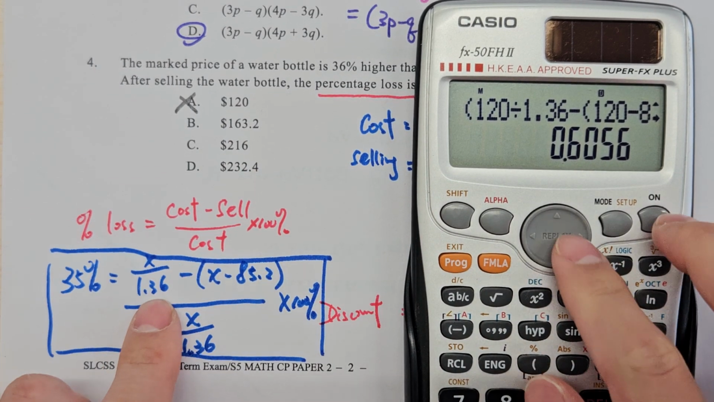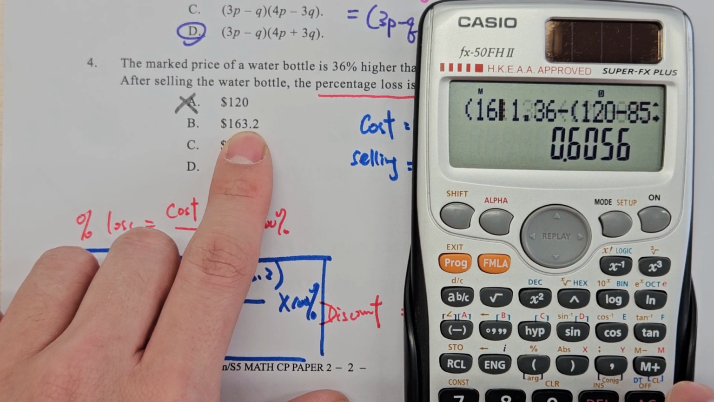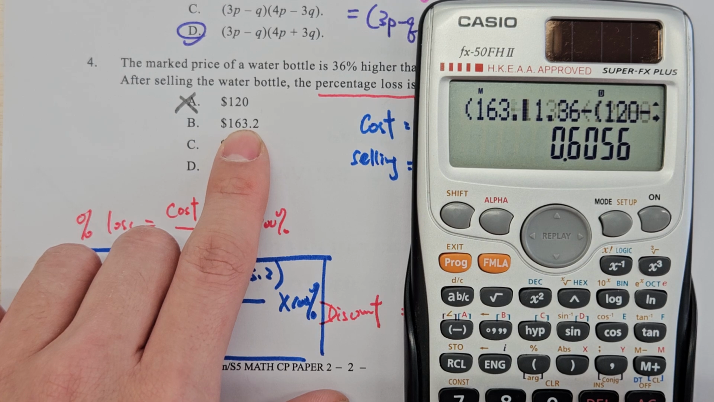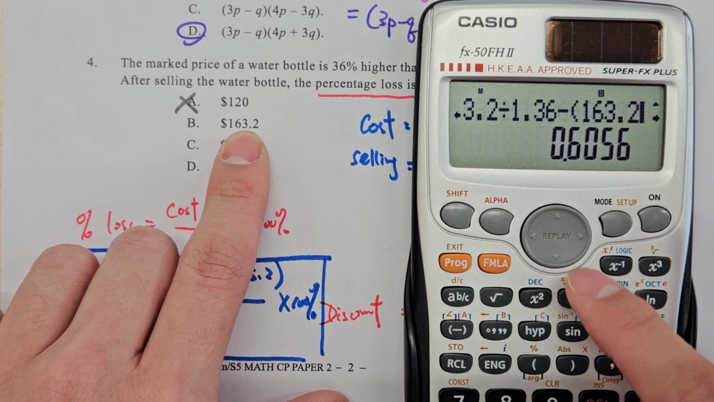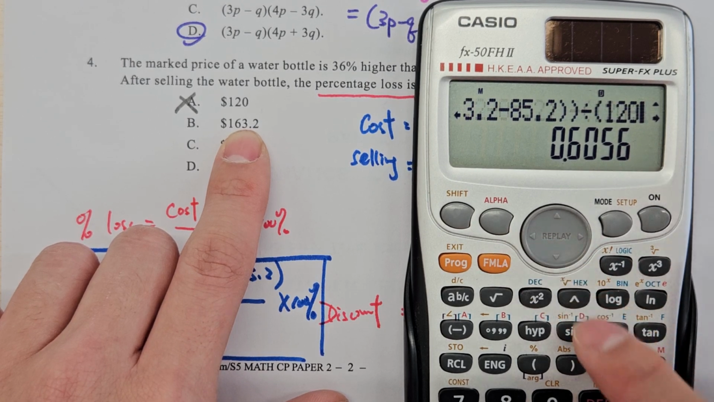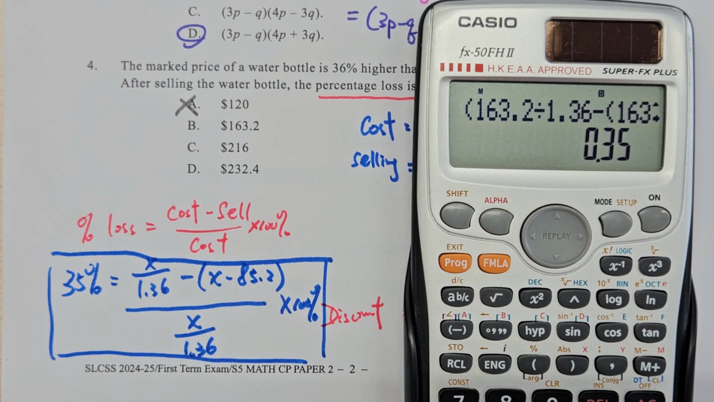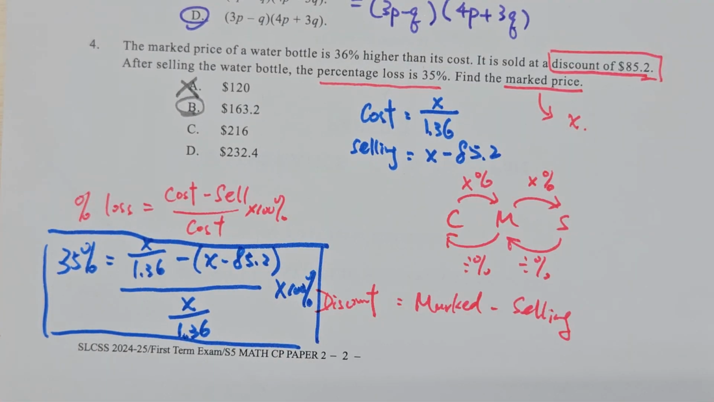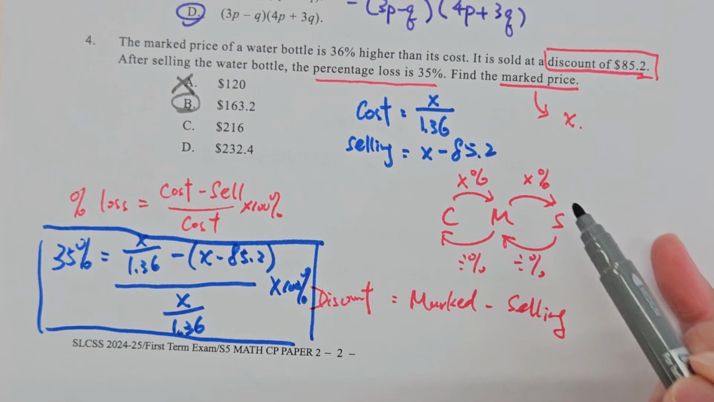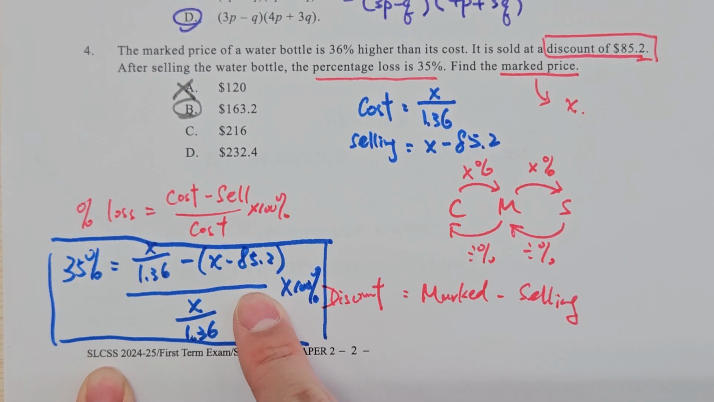And then for the next one, I will try to substitute $163.2. If I substitute $163.2 into the equation, it gives 0.35 here. So therefore, B is the correct answer. So for doing this kind of question, about percentage, cost, market price, and selling price, you must understand all the equations in red before you can jump to the conclusion.